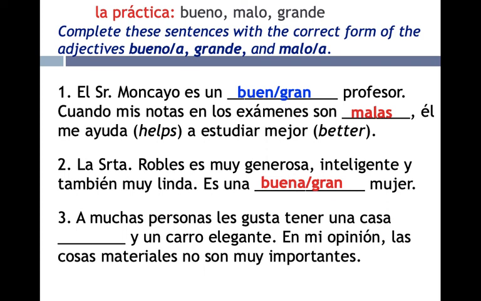Número tres. A muchas personas les gusta tener una casa something y un carro elegante, and an elegant car. En mi opinión, las cosas materiales, material things, no son muy importantes. So what kind of a house do you think a lot of people like to have? Una casa grande. So a big house, not a grand or famous house.